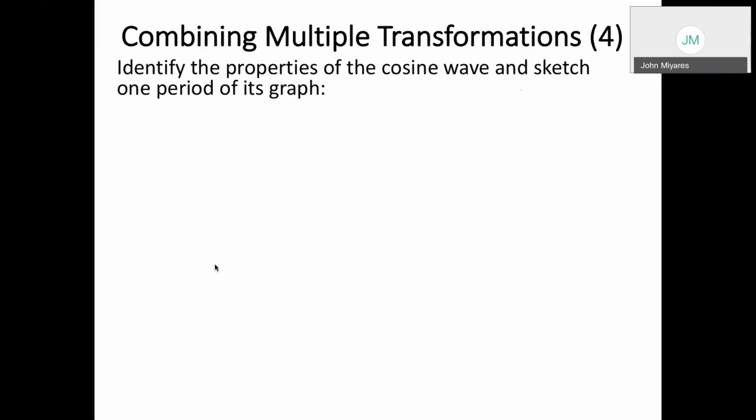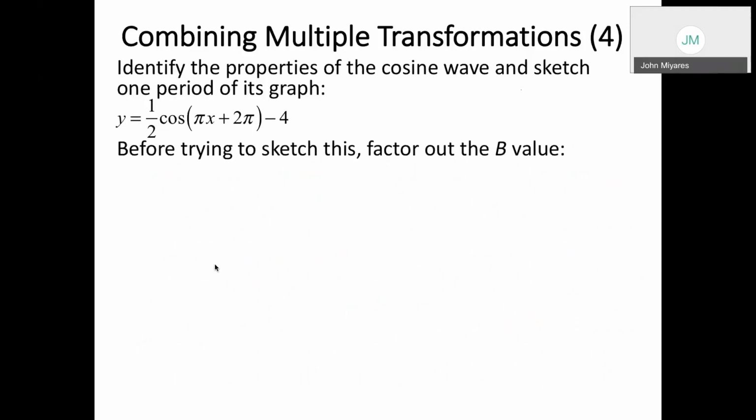Here's another one, but this graph is going to look at the cosine wave. The function itself is going to be y equals 1/2 times the quantity cosine of pi x plus 2 pi, minus 4. Again, we will want to factor out the pi in front of the x so we can more easily identify the phase shift. Doing so gives us y equals 1/2 times the cosine of pi times the quantity x plus 2, then all minus 4.